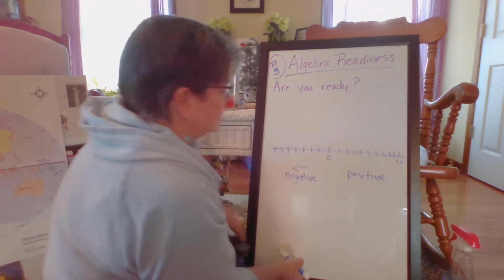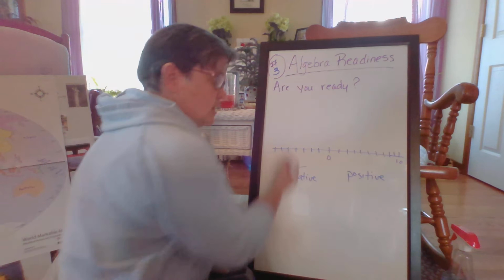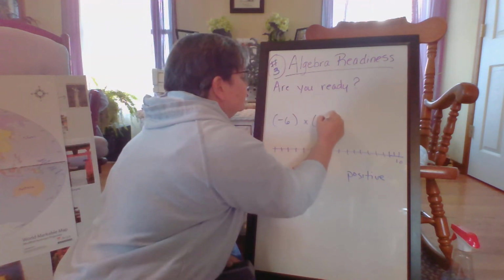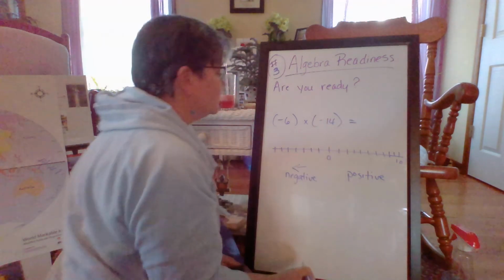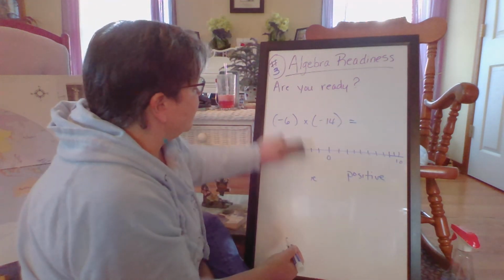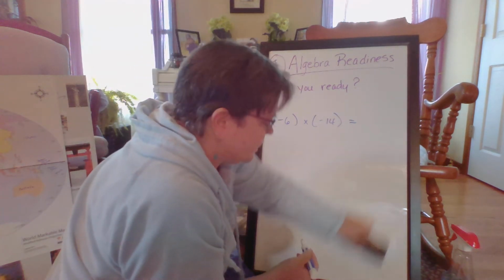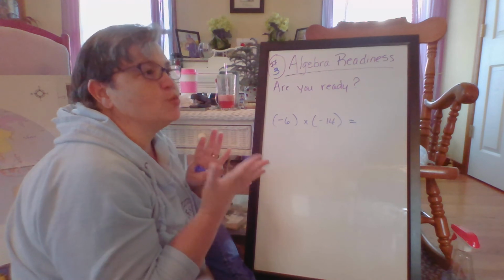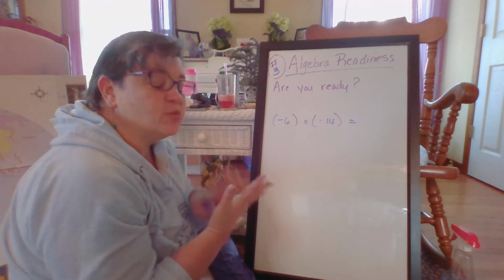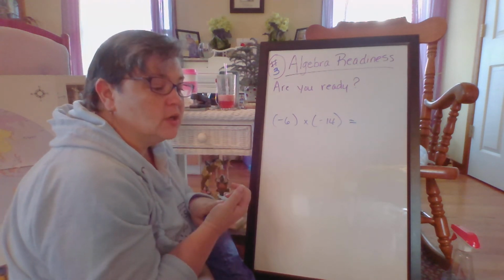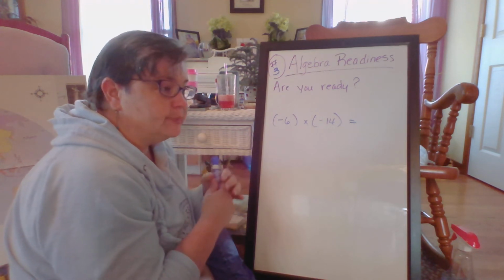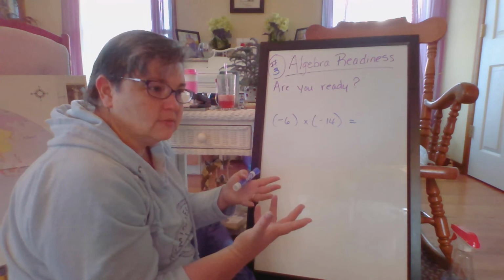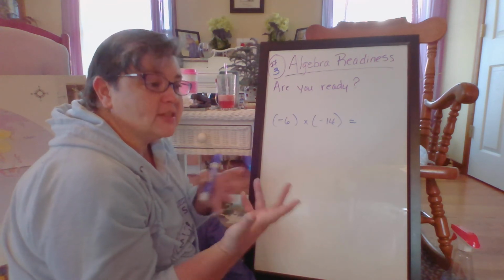What if I am multiplying negative 6 times negative 14? What does that equal? Well, now we have to learn some rules about negative and positive. So I will tell you that when you're adding or subtracting negative and positive numbers, usually you subtract, find the difference, and the bigger number will get the sign.